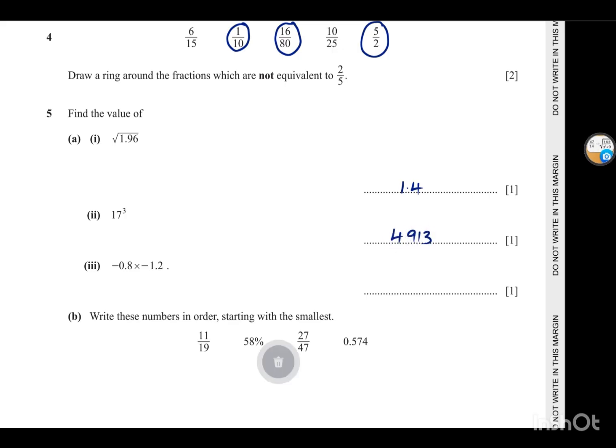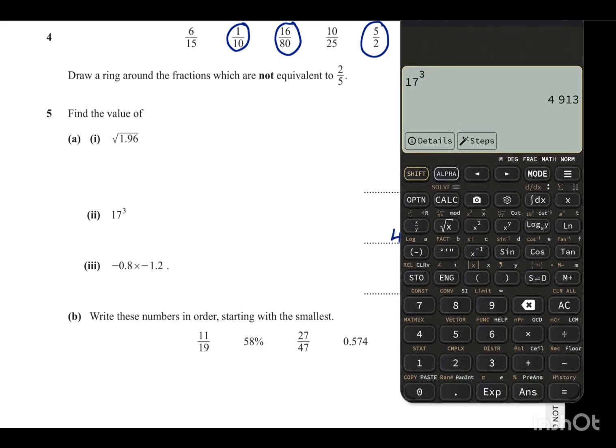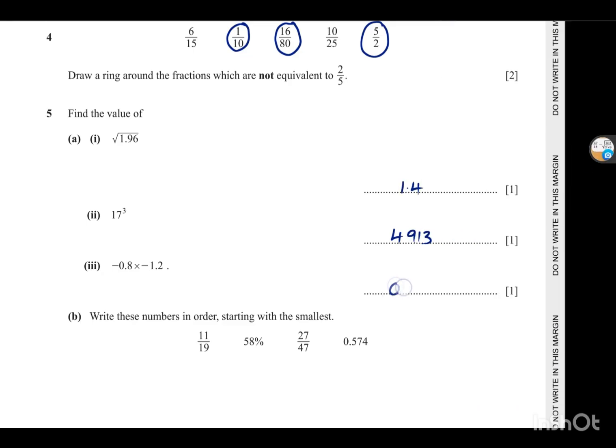Next, question 3. Negative 0.8 multiplied by negative 1.2 will be positive 0.96. Question A is done. Question B.